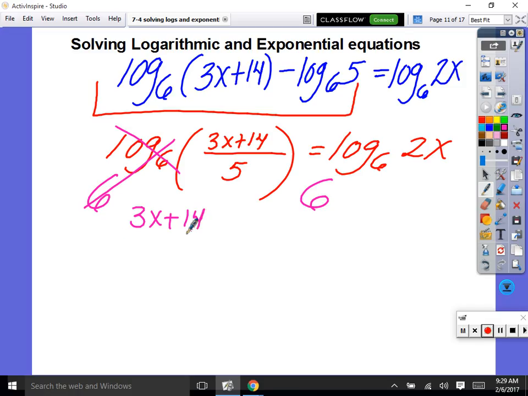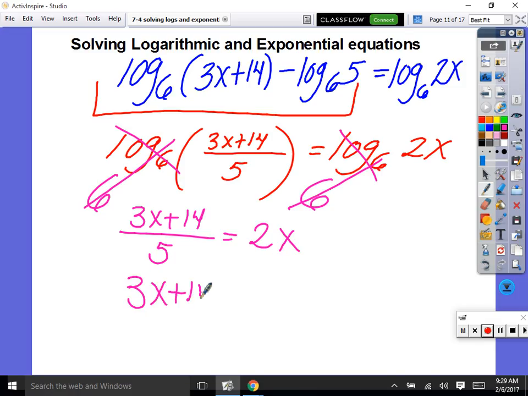3x plus 14 over 5 equals 2x. Now solve for x. So when you multiply up, 3x plus 14 equals 10x, doesn't it? Yeah. Subtract 3x, 14 equals 7x, thus x equals 2. So it's just algebra. All of it's really just algebra. That's why it's so easy.